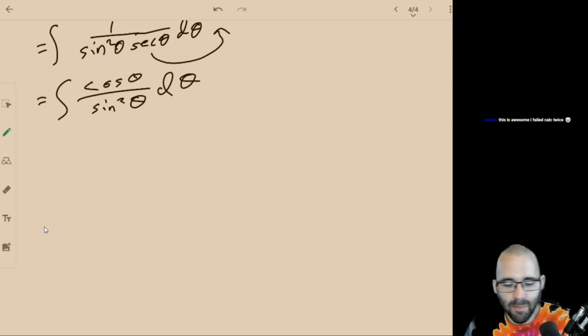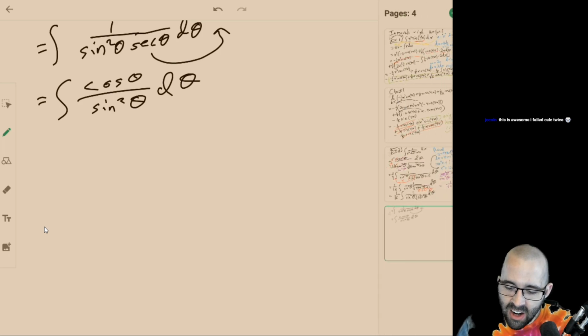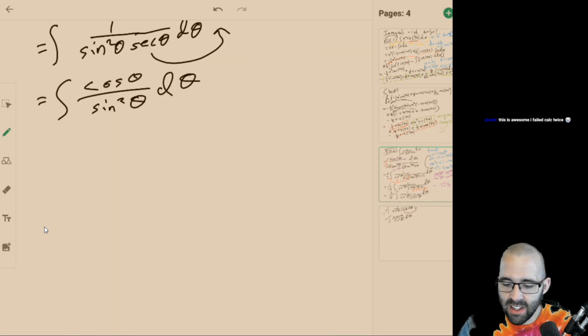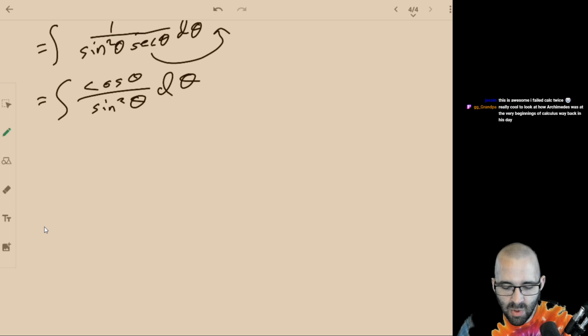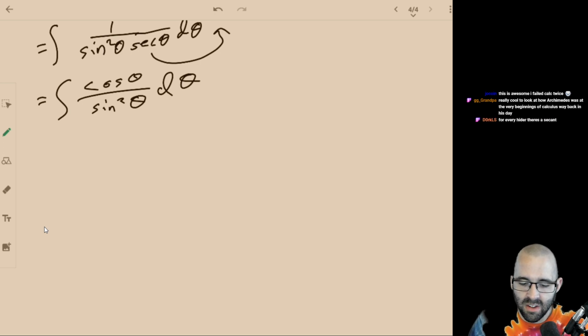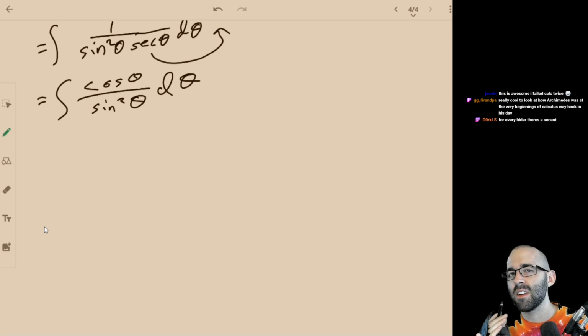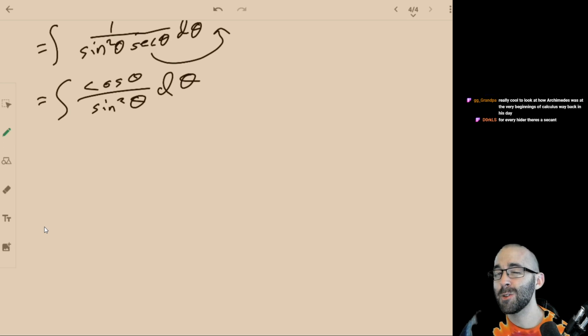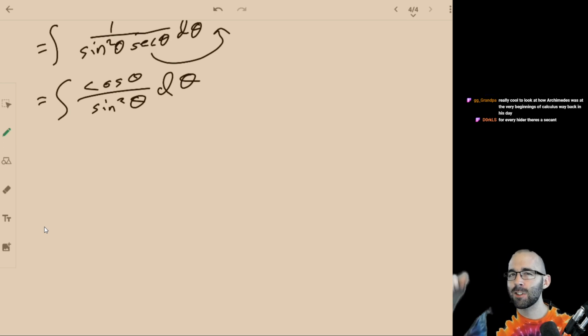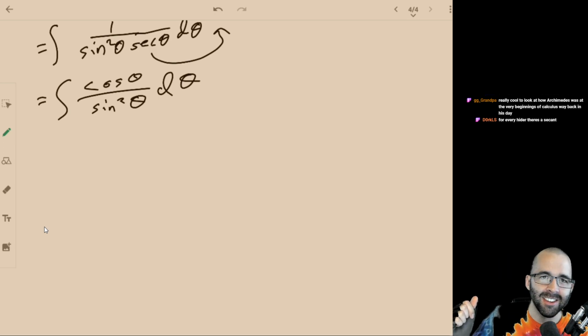We could rewrite this using the Pythagorean identity. Remember, the Pythagorean identity is, I erased it, sine squared plus cosine squared equals 1. So we could do that with the bottom if we wanted to. We could get everything in terms of cosine. But we have an integral, and we have sines and cosines. And if you only have a cosine on top, that should ring a bell.